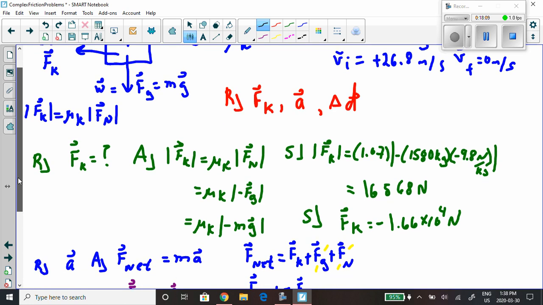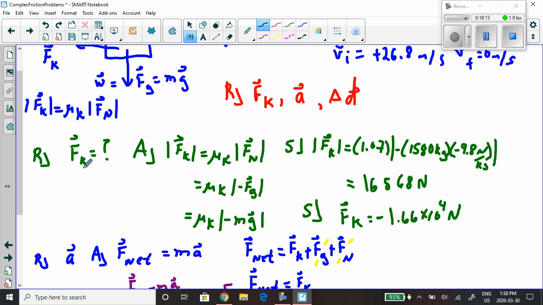So the first one, we need to find the force of kinetic friction. Well, if I'm given the coefficient of kinetic friction, mu k, that's a pretty good hint to me. I bet they want me to use this equation right here. And that would be true. The magnitude of the force of kinetic friction is equal to the coefficient of kinetic friction multiplied by the magnitude of the normal force. Next line, we know that the normal force is equal in magnitude but opposite in direction to the force of gravity, so we make that substitution.